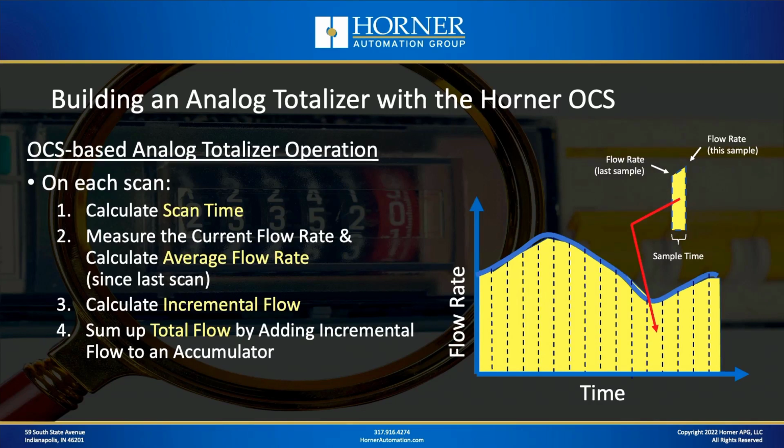The next thing we're going to do is take a look at our current reading from our flow meter, compare that against the previous reading from the flow meter, and using those two values, we're going to calculate the average flow rate over the past scan. That's important for calculating our area under the curve. Then we're going to calculate that area under the curve with simple mathematics, and that's our incremental flow. And then once we've calculated the incremental flow for this particular scan, we're going to add it to an accumulator that's going to give us our total flow as we go. Again, pretty straightforward.